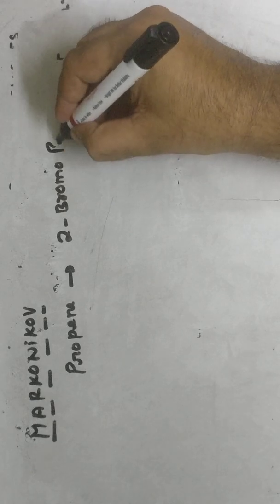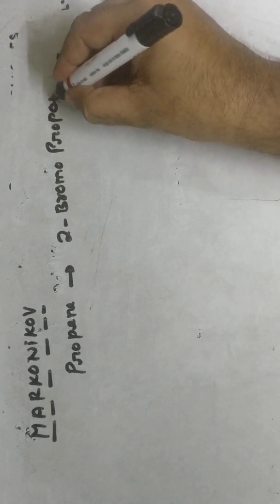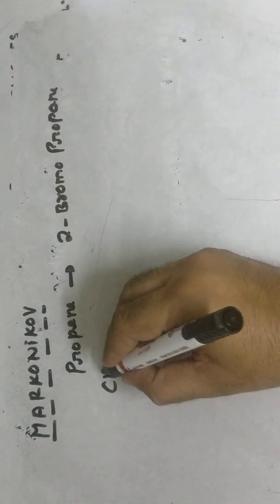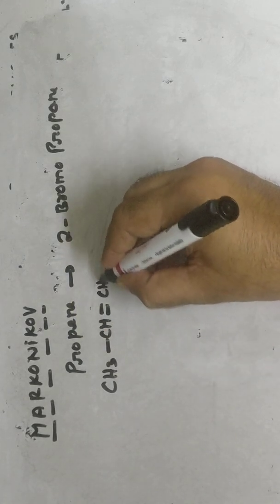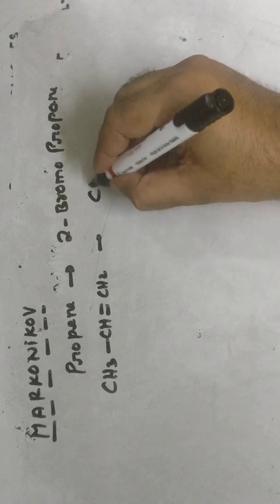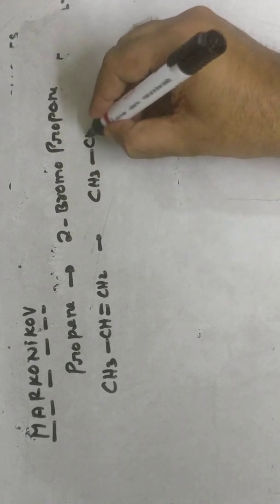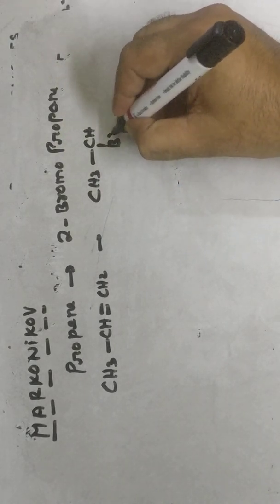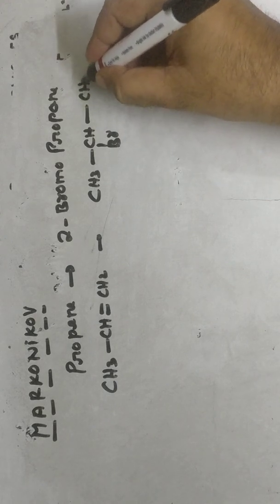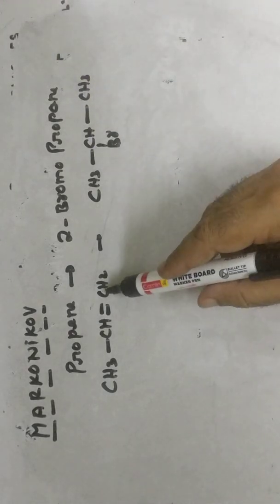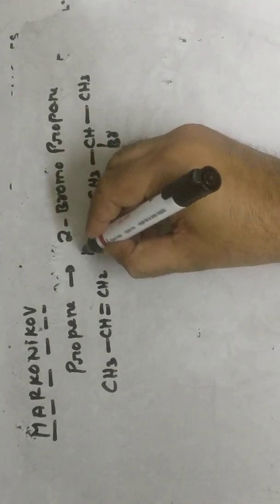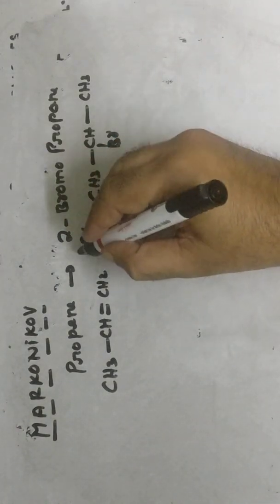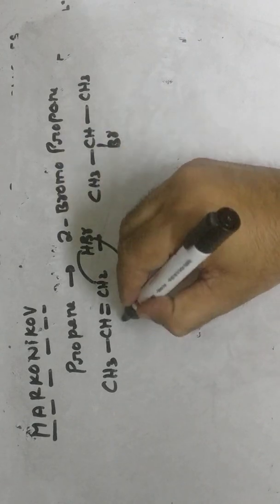Propene into 2-bromopropane. Let us write the structure. Propene, all of us know, is 3 carbons with a double bond. What is 2-bromopropane? It's 3 carbons with the Br at the second position. We have to attach H over here, Br over here. We have to attach H to the carbon with more number of hydrogens. Simply add up HBr. H will add over here, Br will add over here, and the double bond will become a single bond.